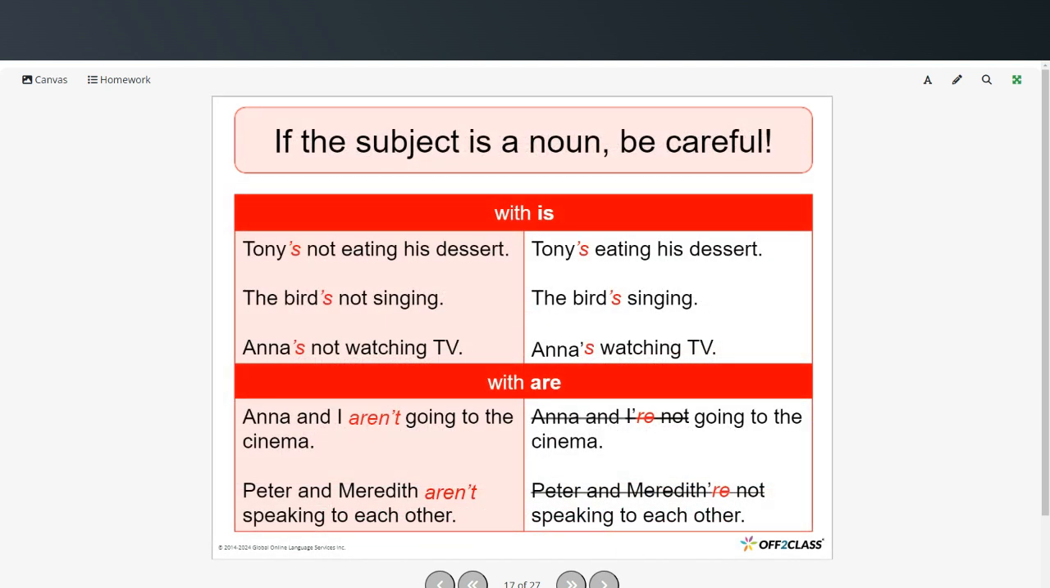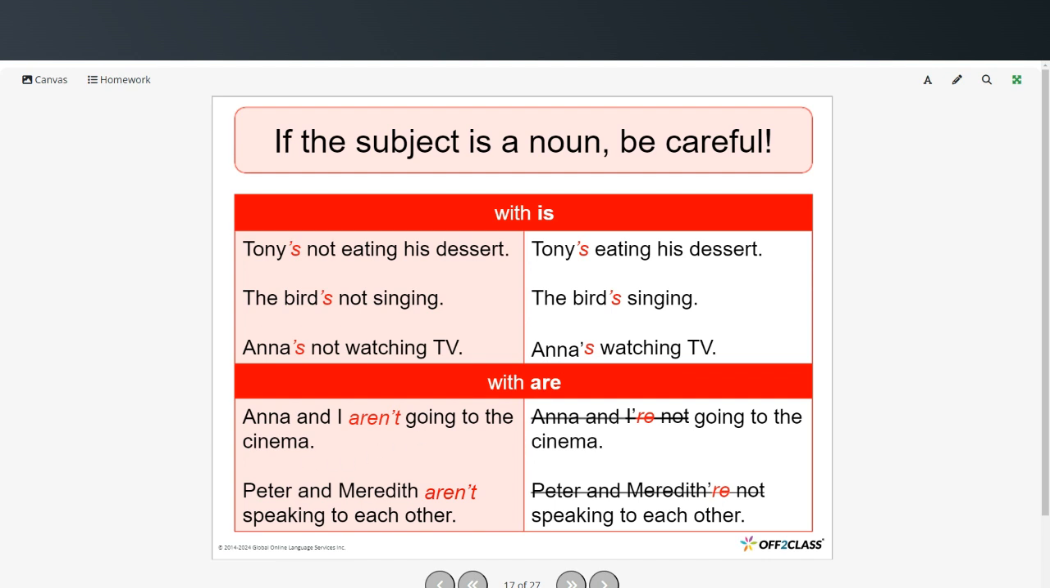Okay, and if the subject is a noun, you need to be a little bit careful. So here, if the verb is "is," we would have Tony's not eating his dessert. Tony's eating his dessert. The bird's not singing. The bird's singing. Anna's not watching TV. Anna's watching TV. With "are," it would be Anna and I aren't going to the cinema.